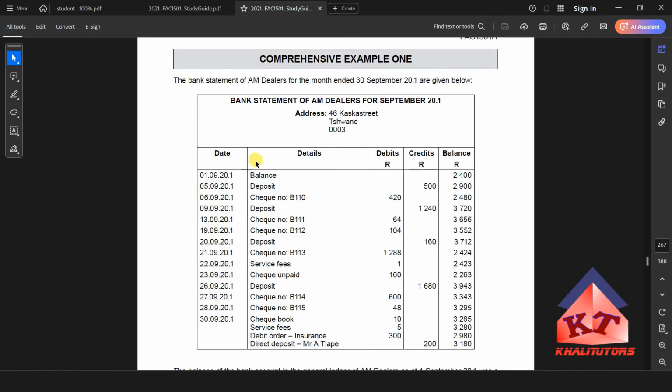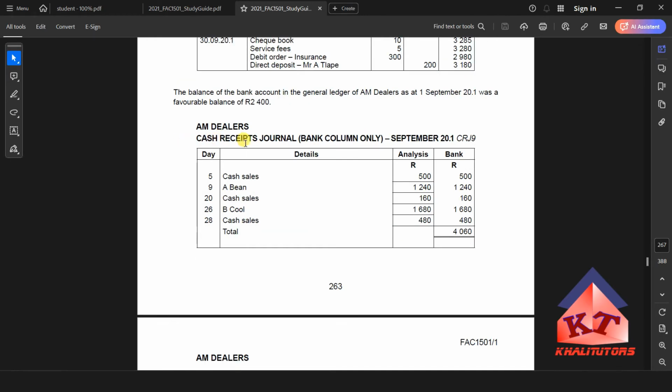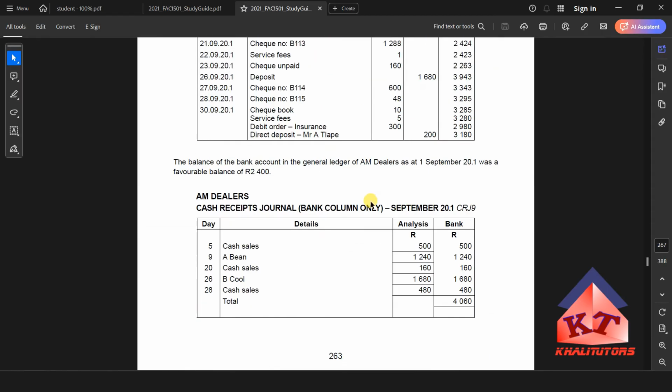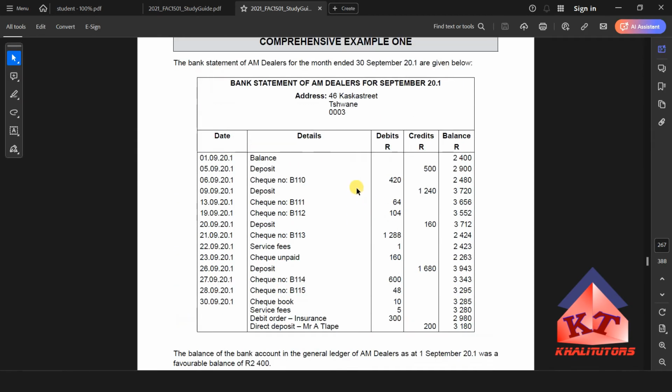So let us look at example number 1. Here you are given the bank statement of AM Dealers for September. You are also given the cash receipts journal, but they've only focused on the bank column. They also give you the cash payments journal, and you are given the bank column only. So if you have these 3 here, you should be in a position to compile a bank reconciliation statement.